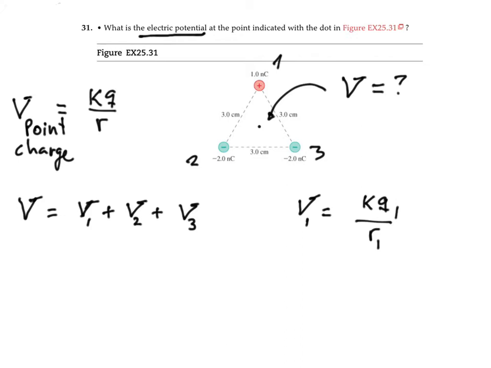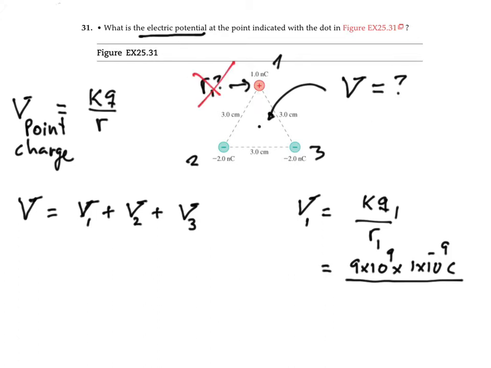So the equation says K Q1 divided by R1. K is 9 times 10 to the 9. Q1 is 1 nanocoulomb, so 1 times 10 to the minus 9 coulombs. And we need R1. So is R1 the radius of charge 1? No, we just discussed this. R1 is not that radius. R1 is the distance from the center of that charge to the middle of the triangle. So how much is that distance?